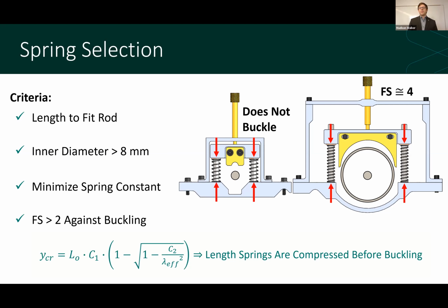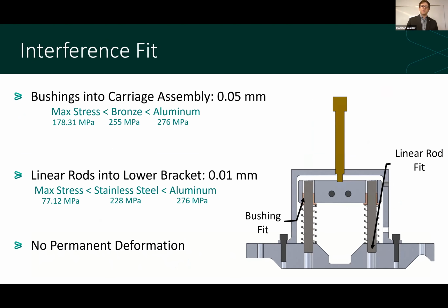As you can see here at the bottom of the screen, this formula was used to find the critical length that the springs could be compressed before buckling. And as you see here in the upper right-hand corner, the smaller rub attachment does not buckle, and the larger rub attachment has a factor of safety against buckling of 4. And this is due to the amount that it travels versus how much it can be compressed before buckling.